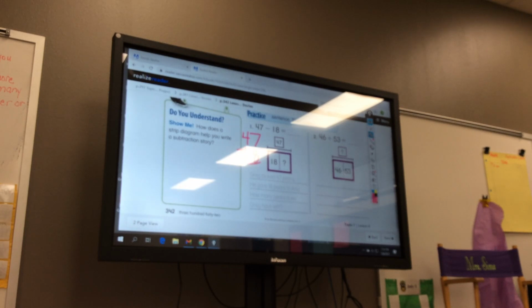Okay, 7 minus 8. Can I do it? No. If it's small on top. Okay, so now it's 17 minus 8, which is 9, and 3 minus 1, which is 2. So my answer is 29. All right? Understand? Okay, let's look at the next.